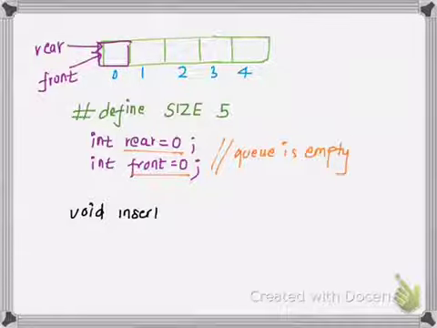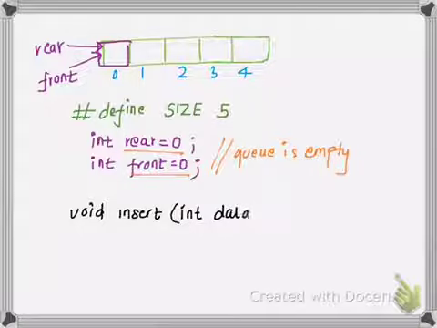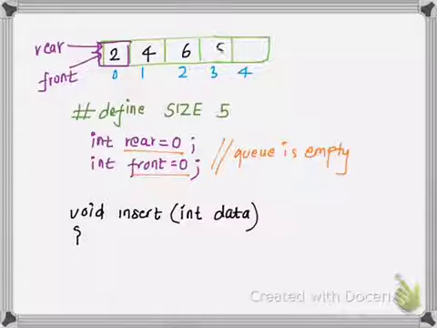I'll give the name insert, and the data I want to insert is, for example, say data. And for inserting, what I have to check is whether our queue is full or not. So if our queue is already full, then we can no longer insert the data in our queue. So this will occur, for example, say our data is 2, 4, 6, 8, 10.